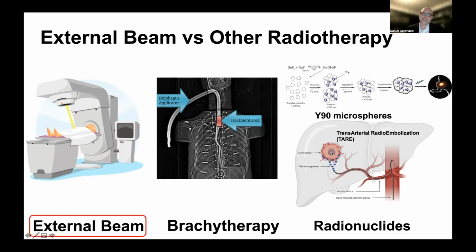So again, this is not commonly used in gastroesophageal cancer. It's more commonly used in other tumor types like liver cancer or other cancer types that have spread to the liver, like colon cancer. But there are reports of it being used in all cancers that have spread to the liver, including gastroesophageal cancer. But by far, external beam radiation is the most common form of radiation therapy that's used, and certainly the most common form used in gastroesophageal cancer.